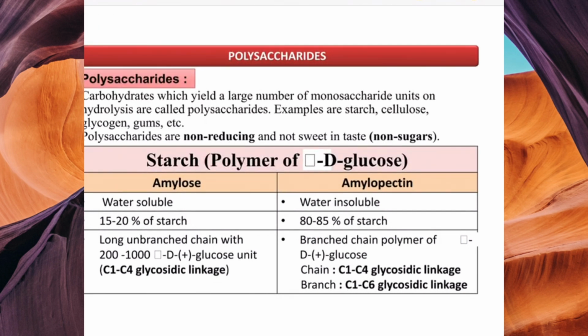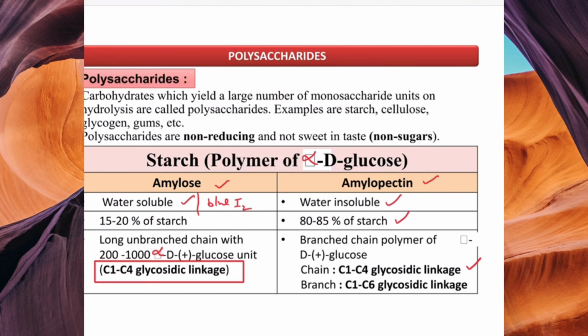Polysaccharides. Important question, NEET 2018. Starch is a polymer of alpha D glucose. It contains amylose and amylopectin. Amylose is water soluble and gives blue color with iodine. It makes up 15 to 20% of starch. It is a long linear polymer containing 200 to 1000 alpha D glucose units by C1-C4 glycosidic linkage. Amylopectin is water insoluble, 80 to 85% of starch. It is a branched chain polymer of D glucose, with C1-C4 linkages in the linear part and C1-C6 linkages at the branches.